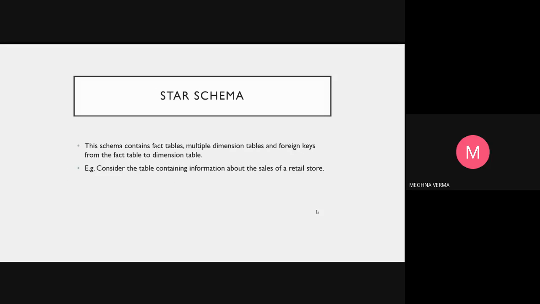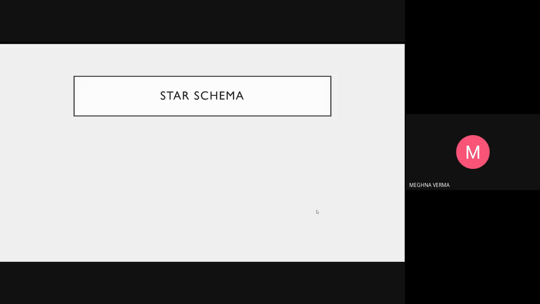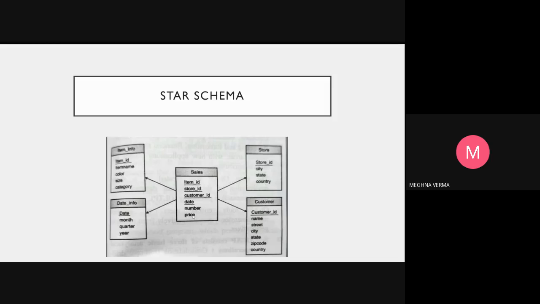So the first one is the star schema. In this schema, it consists of a fact table and there are multiple dimension tables available, with foreign keys from the fact table to the dimension tables. We'll see an example of information about the sales of a retail store. Here you can see that this sales table is a fact table, and it contains the dimensions item ID, store ID, customer ID, and date, whereas number and price are the measures. So here the dimensions act as foreign keys to the other tables.